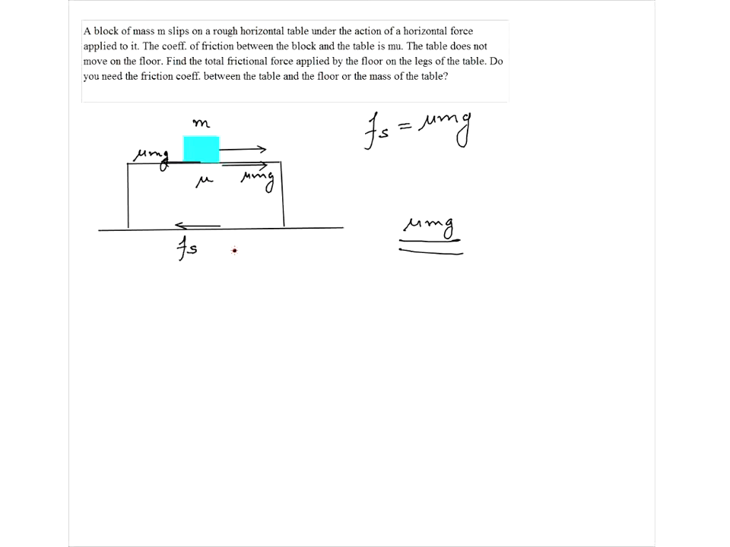So most problems that you do, in those problems you don't need the table as a system. But in some good problems you do need the table as a system. Most of the times you don't need the inclined plane as a system. Generally, the block as a system is enough. But in some problems, even the incline is taken as a system.